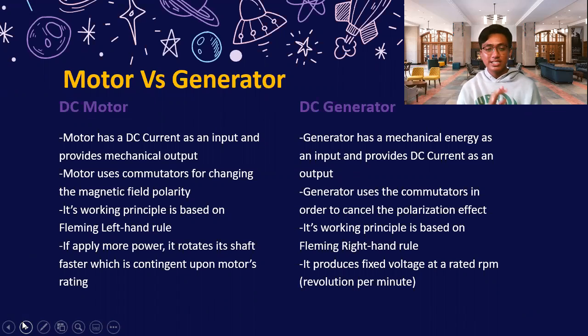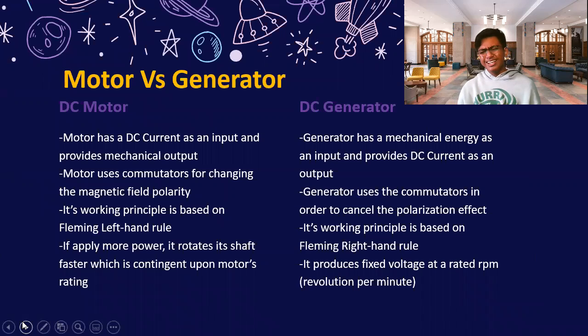A DC motor has DC current as its input and provides mechanical output, such as we can see in remote control cars, and many others like fans, which use a DC motor. So we need to power the DC motor in order for the machine to work.